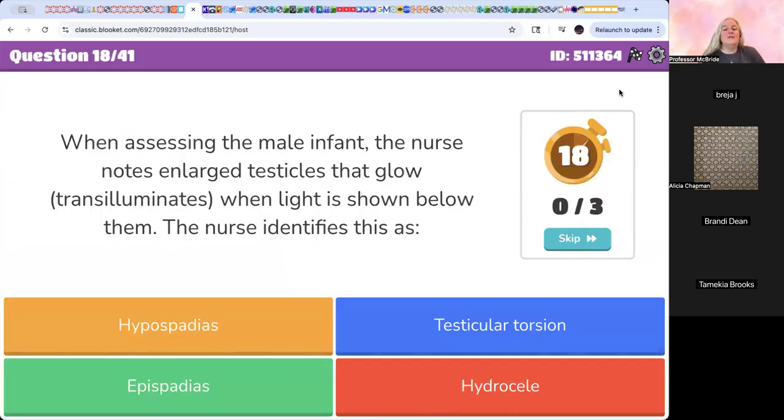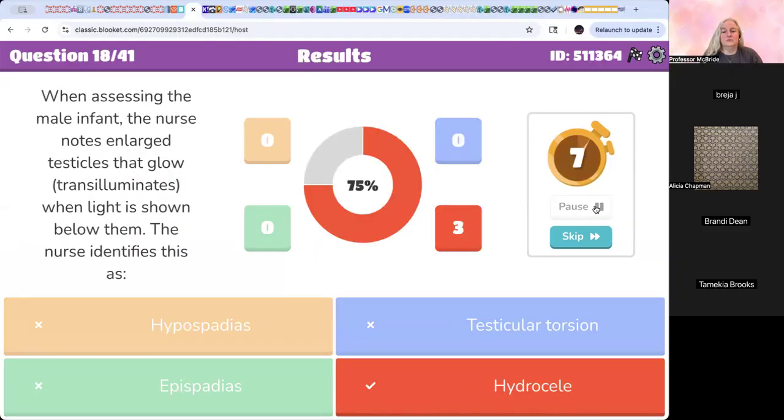When assessing the male infant, the nurse notes enlarged testicles that glow when the light is shown below them. The nurse identifies this as what? Yep, this is a hydrocele. A hydrocele is an accumulation of fluid in the testicles.